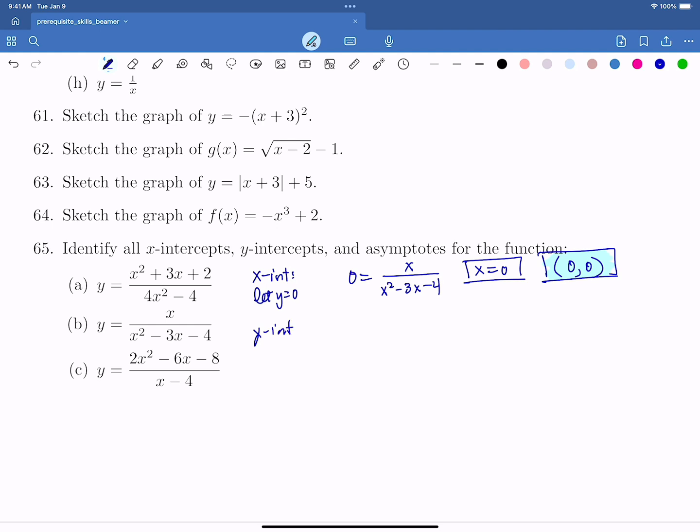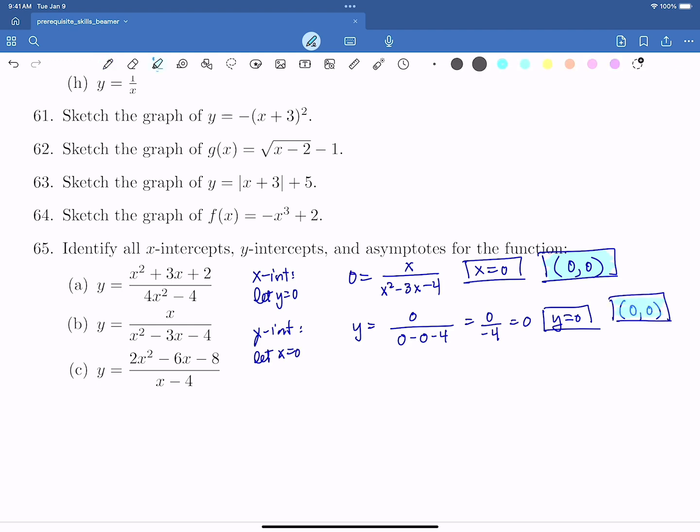Y-intercept, I'll let x equal 0. If I let x equal 0, I get y equals 0 over 0 minus 0 minus 4. 0 divided by negative 4 equals 0. So y equals 0 is the y-intercept, and that's coordinates 0, 0. That's the origin, right? So we already found that origin.